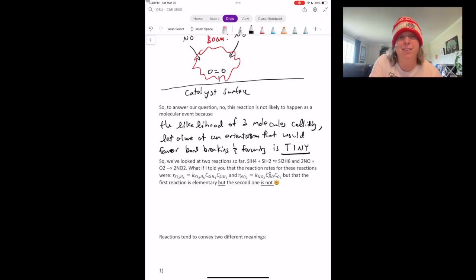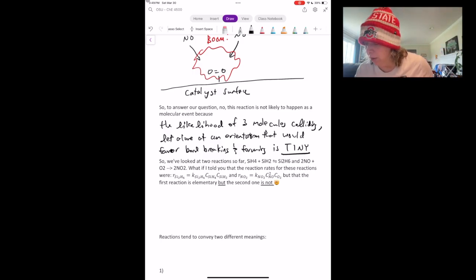All right. So now let's go back. We've seen 2 examples of reactions. We've looked at this SiH4 plus SiH2 goes back and forth to Si2H6, and we've seen this nitric oxide oxidation reaction, 2NO plus O2 goes back and forth to 2NO2. What if I told you that the rates for these reactions both followed elementary kinetics?